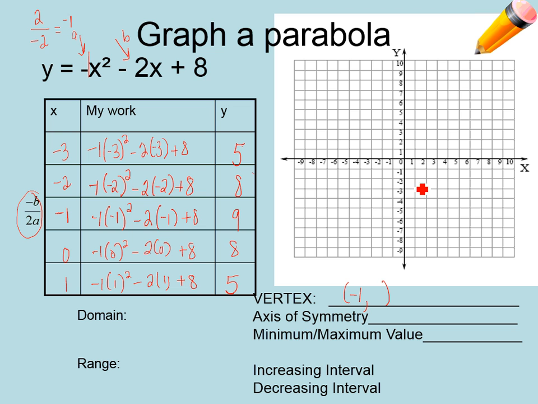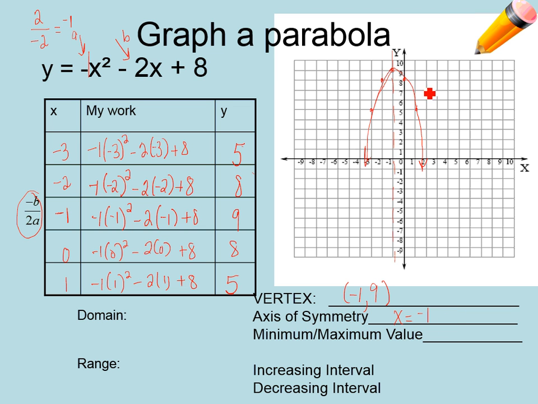Okay, and then I'm going to graph these. -3, 5. Okay, I got -2, 8. -1, 9. 0, 8, and 1, 5. There's my U. Whoops, should be a U shape. Okay, and my vertex is -1, 9. And my axis of symmetry, if I were going to cut the U right in half, would be x equals -1, because that would be a vertical line cutting through -1.